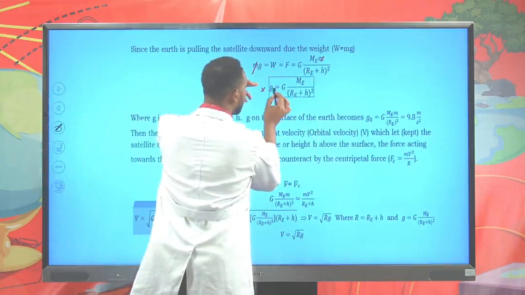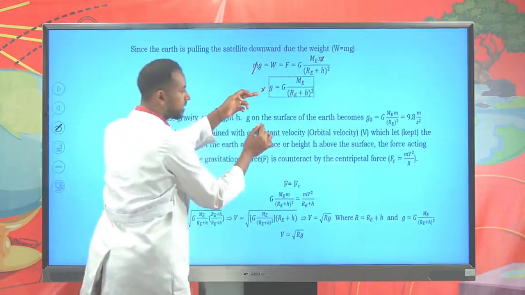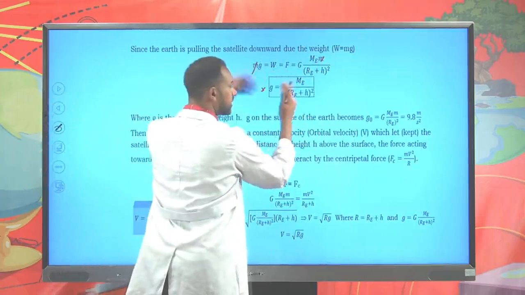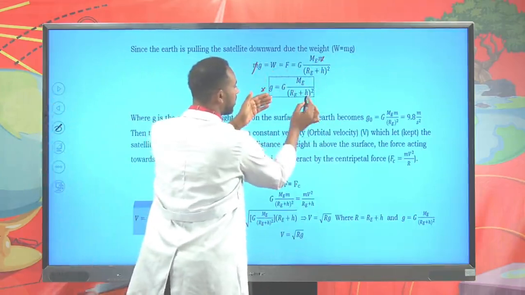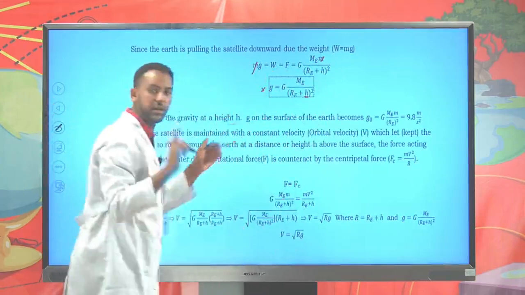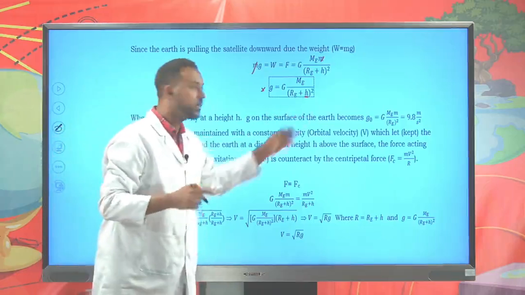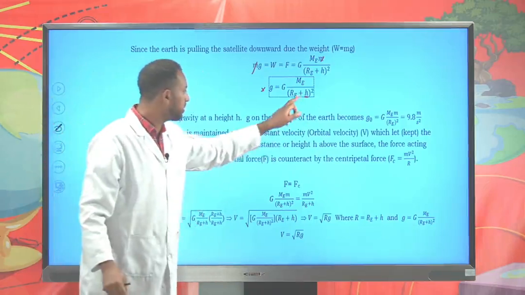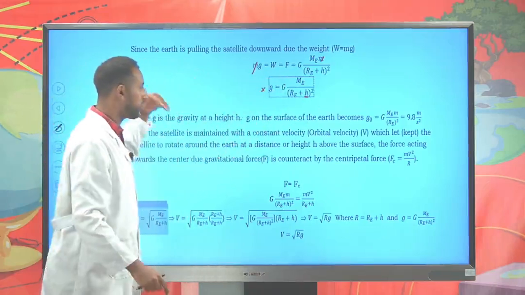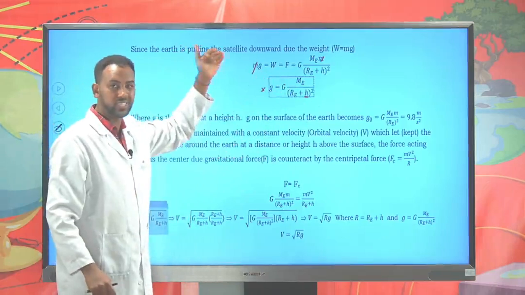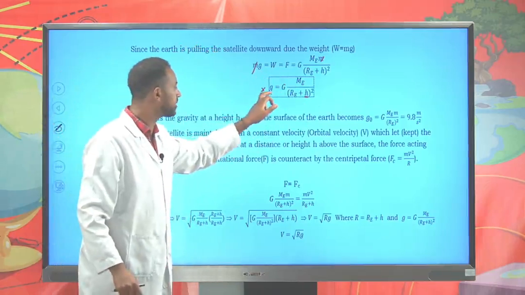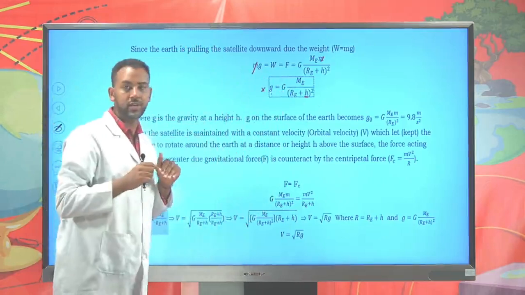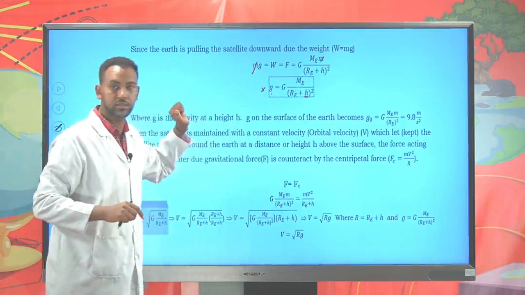So g equals G M over (R plus h) squared, where capital G is the universal gravitational constant. It's given. The mass of the Earth is given. The radius of the Earth is given. These quantities are well known. The only thing that differs is the elevation h. As the elevation changes, the gravity also changes. So depending on the elevation where the satellite is found, it's possible to find this gravity g. The gravity at the surface of the Earth can be determined as the elevation is 0.